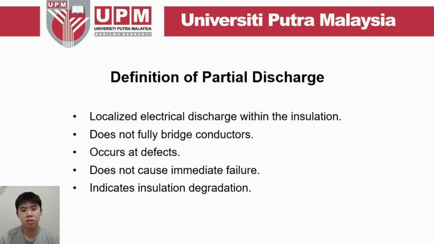So the partial discharge is a localized electrical discharge within the insulation, and it may occur either near or away from the conductor. The partial discharge does not fully reach the conductor, so it does not form a conductive channel between the electrodes. It occurs at defects such as voids or bubbles, etc. It does not cause immediate failure, but the repeated partial discharge activity will slowly weaken the insulation system. It is the activity that indicates the insulation degradation.